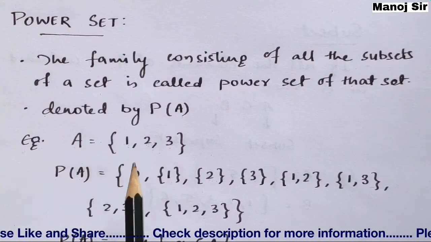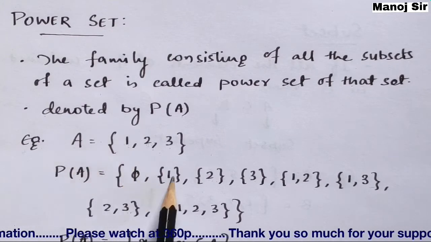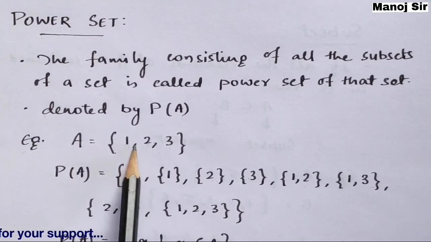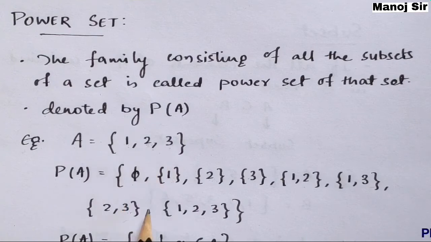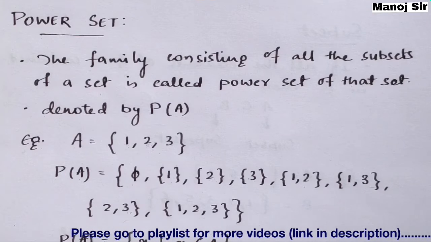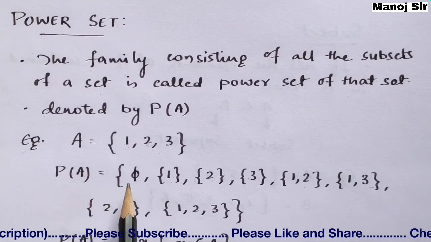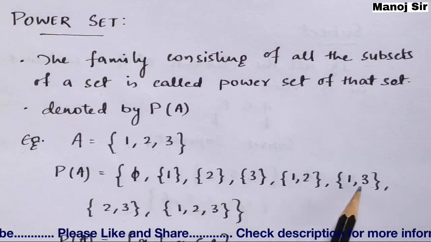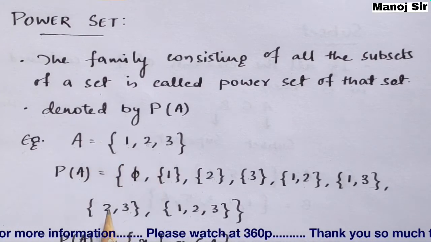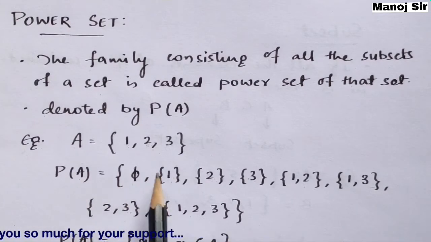Then the next subsets of A are 1, then 2, then 3, then we will take 1 2 combined, then 1 3 combined, then 2 3 combined, and in the last we will take 1 2 and 3. So here you can see the power set of A. Power set of A consists of how many elements? 1 2 3 4 5 6 7 and 8. The elements present in set A are 1 2 and 3, but the elements present in the power set of A are 8. I hope this point is clear.